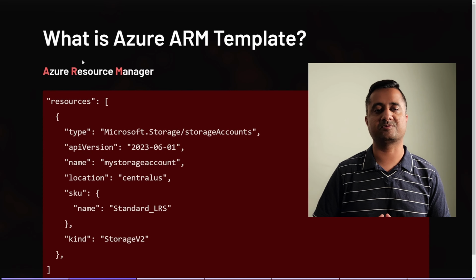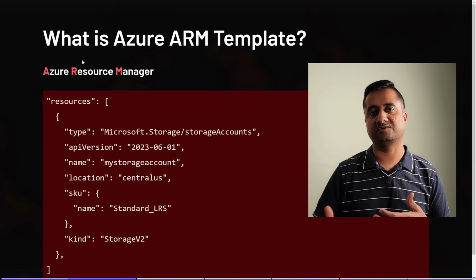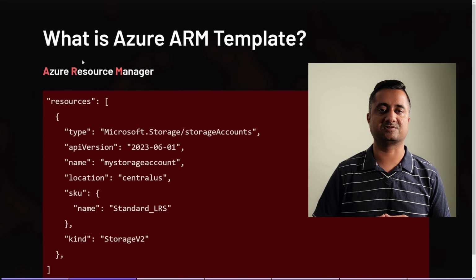Recently, Azure has come up with a new language called Bicep. So we will also look into that in upcoming episodes. But that is much easier to write, so you're not dealing with a complicated JSON object.